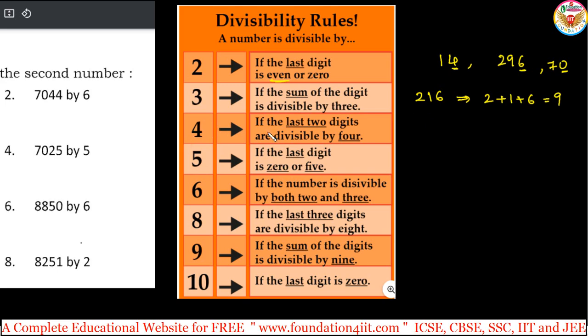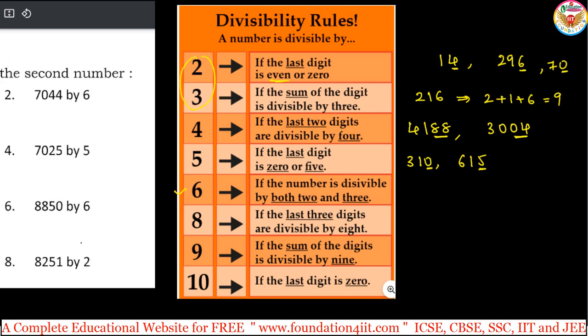Right. Next, 4. If the last two digits are divisible by 4. If you take 4188, the last two digits, 88, is in the 4 table, so this is divisible by 4. 3004, the last two are 04, no? So 3004 is divisible by 4, right? Next, the rule for 5 is the last digit is either 0 or 5. Simple. If it is 310 or 615, the units place should be either 0 or 5, that is divisible by 5. And the rule for 6 is that it should satisfy both 2 and 3.